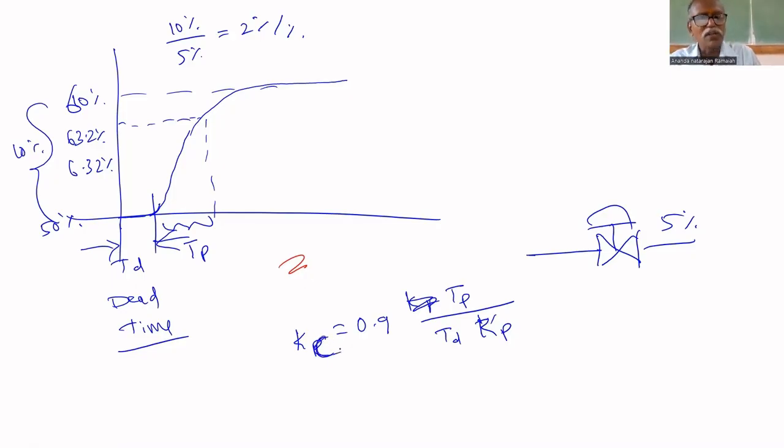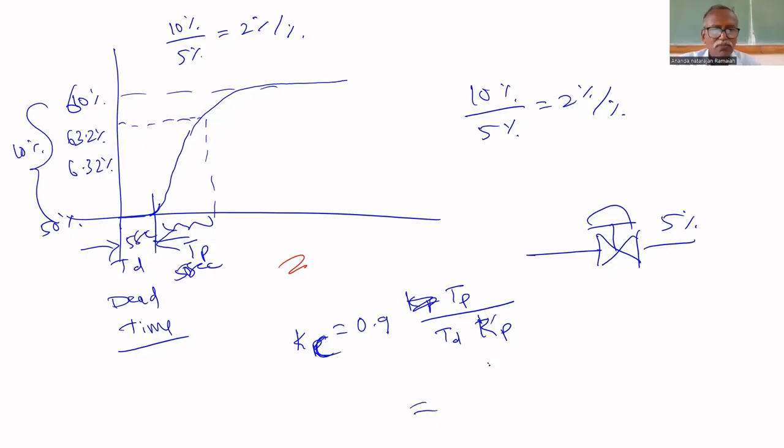KC, controller gain. KC equals 0.9 times TP divided by TD KP. KP is what? Here the change is 10%. For how much change in valve? 5% change, that is equal to 2% per percent. That is KP. TP is say 50 seconds, TD is 5 seconds. Therefore, KC equals 50 divided by 5 multiplied by 2. That's all. We can find KP.